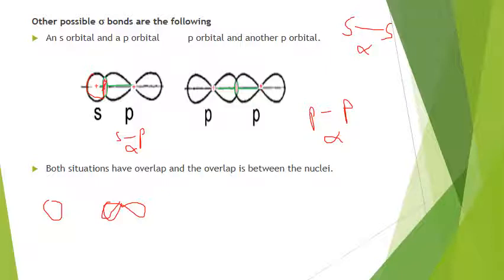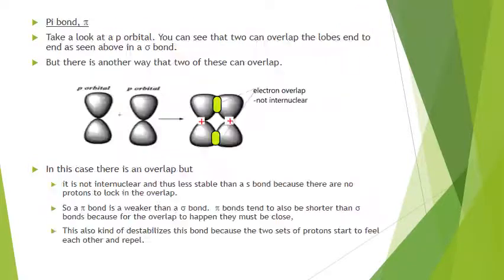Notice that the overlap is always between the two protons. And that's what makes a sigma bond: the overlap is between two nuclei. And it doesn't just have to be an s, it can be a p, it can even be a d, and so forth. All right, the next type of bond is called a pi bond.